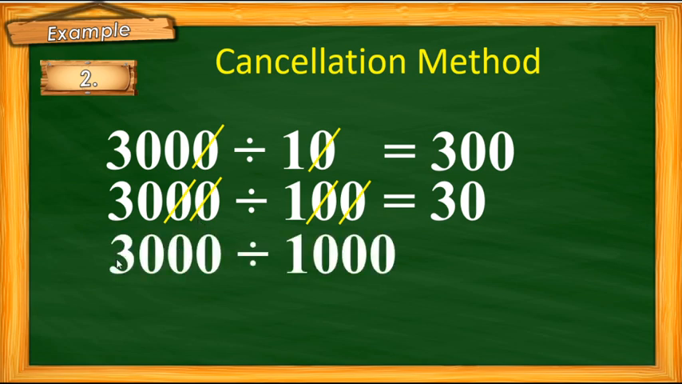How about this one? 3,000 divided by 1,000. How many 0 in the divisor? 3. So we need to cancel 3 0 in the dividend. So the quotient now would be 3. So simple but very useful.